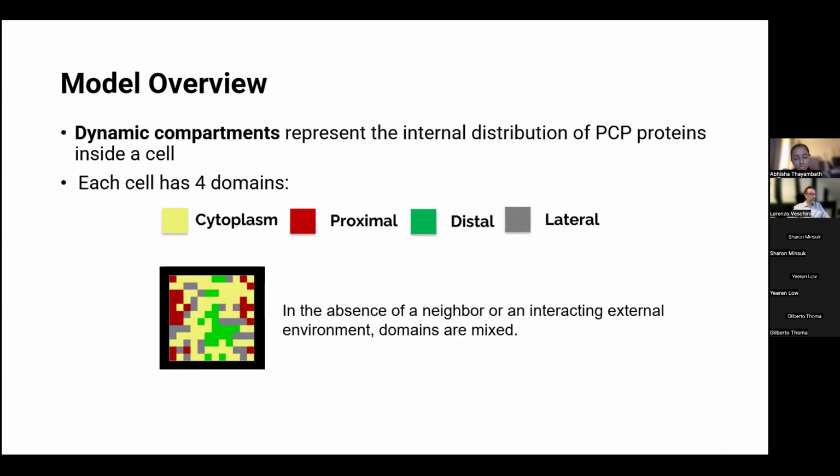So in our model, these dynamic compartments represent the internal distribution of PCP proteins inside each cell. Each cell has 4 domains: cytoplasm, proximal, distal, and lateral compartments. Each of these compartments, for example, the proximal and distal compartments, represents the PCP proteins that get localized to these regions of a cell. In the absence of a neighbor or any interacting external environment, these domains are mixed inside each cell.